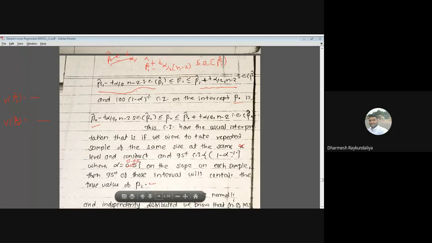So what it is saying is that if you take repeated samples of the same size at the same alpha level and construct the 95% confidence interval, then whatever estimated value of beta 1 you are getting lies in this interval. And what is the probability for that? With 95% confidence, you are saying that the true value of beta lies in this particular confidence bound.